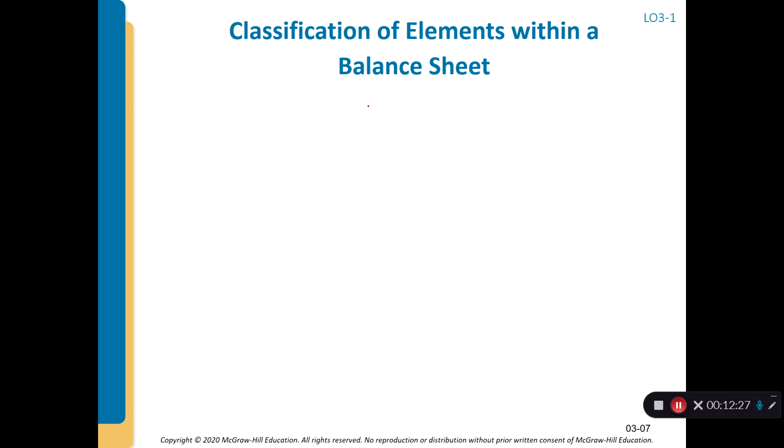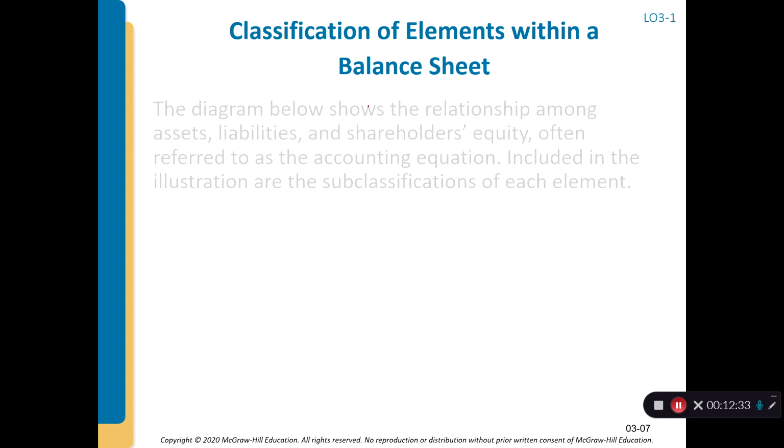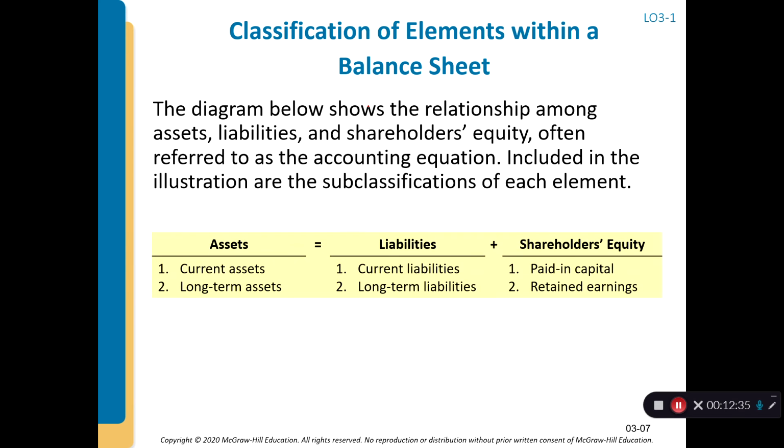And then, okay, let's look at the classification of elements within a balance sheet. The diagram here shows the relationship between asset, liability, and shareholder equity, right? This is the fundamental equation that we learned in financial accounting, and it is often referred to as the accounting equation. Included in the illustration here are the sub-classifications of each element.